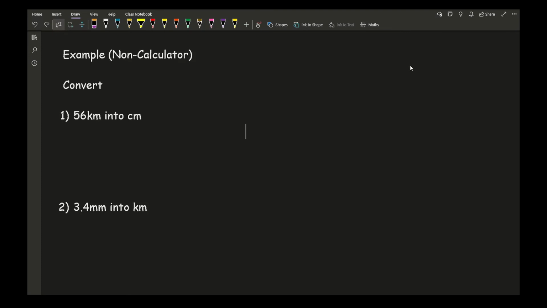Because the numbers are going to be ridiculously big or ridiculously small, it's something that you probably need to investigate if you've not looked at it already when looking at standard form, or writing numbers in standard form, I should say. So let's have a look at the first question.